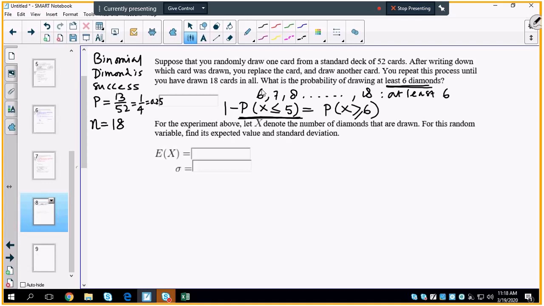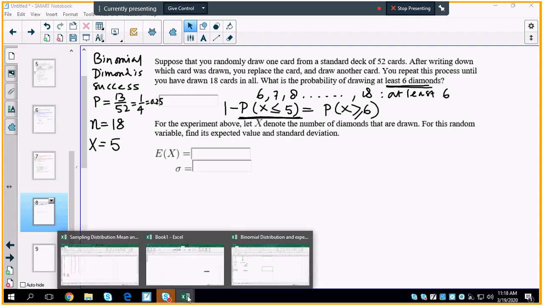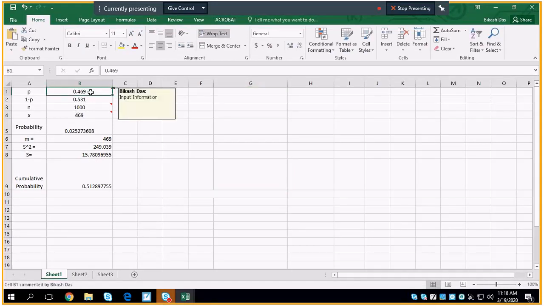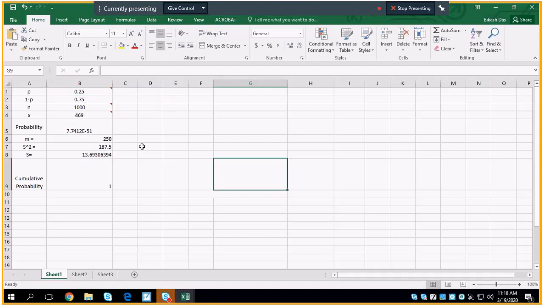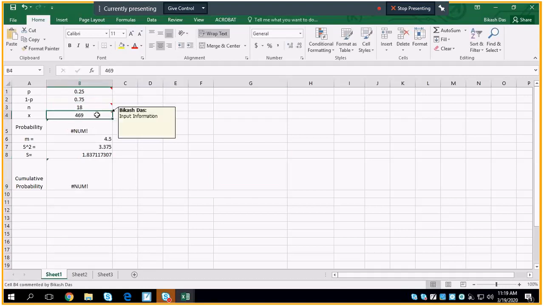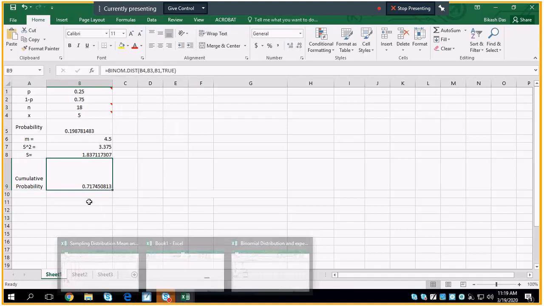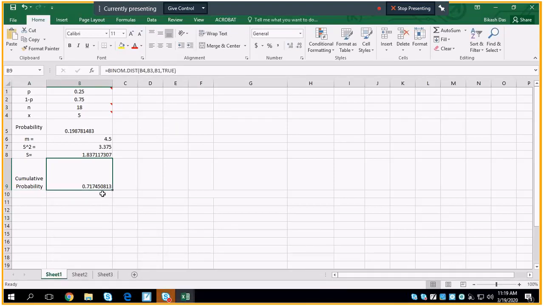So what I do, I use the number of successes x equal to 5, and I use the cumulative probability in the binomial probability distribution. So you use x equal to 5 as the number of successes. So I'm going to change all this information. Remember, this is 0.25 probability of success. Number of trials, I need 18 of them, but I want to make sure that the number of successes is 5. And I look at the cumulative probability. Round it to 4 decimal places, you get 0.7175.